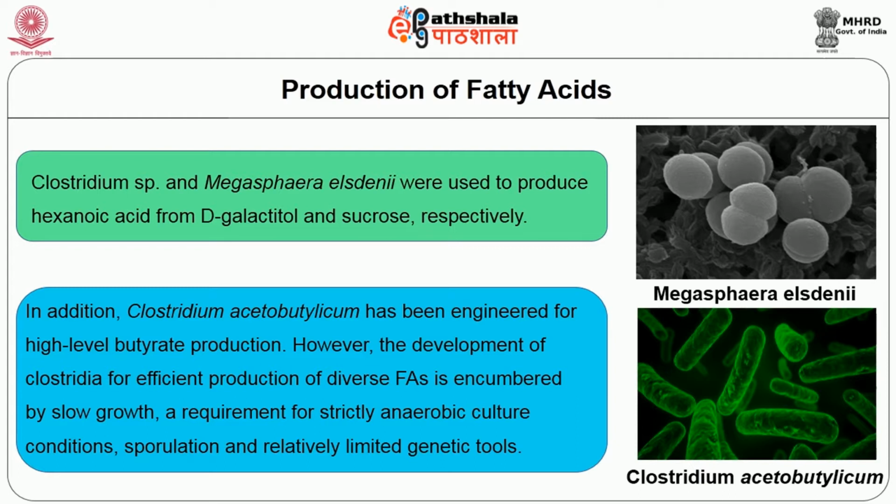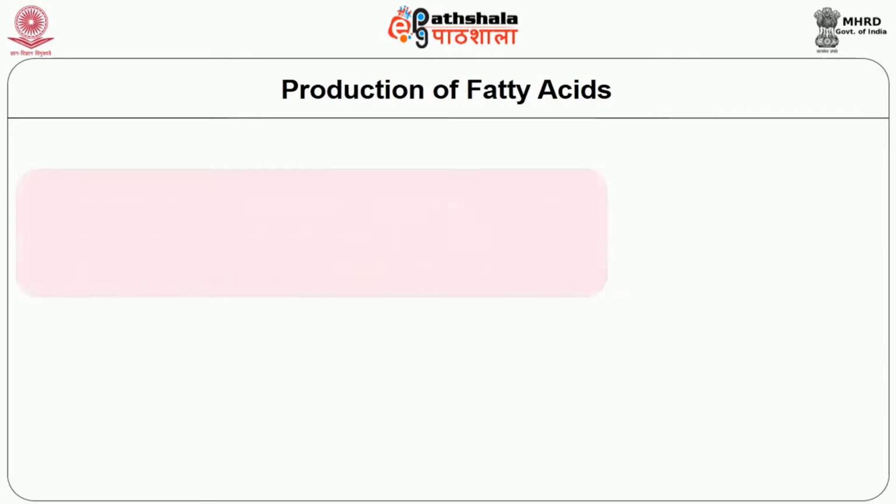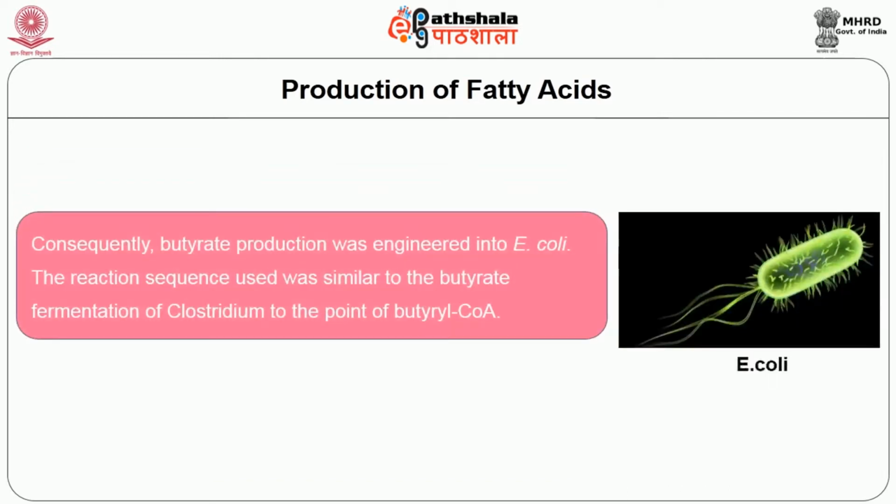However, the development of Clostridia for efficient production of diverse fatty acids is encumbered by slow growth, a requirement for strictly anaerobic culture conditions, sporulation and relatively limited genetic tools. Consequently, butyrate production was engineered into E. coli. The reaction sequence used was similar to the butyrate fermentation of Clostridium to the point of butyryl-CoA.